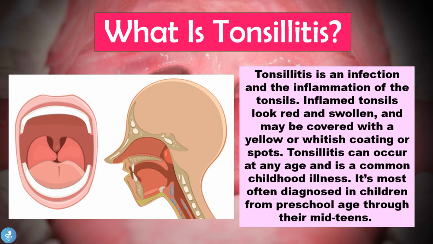In addition to being red and swollen, they may also be covered with yellow or white spots, and sometimes they may have a slight discharge of yellow or whitish fluid. And this is the typical aspect of what the tonsillitis infection looks like.